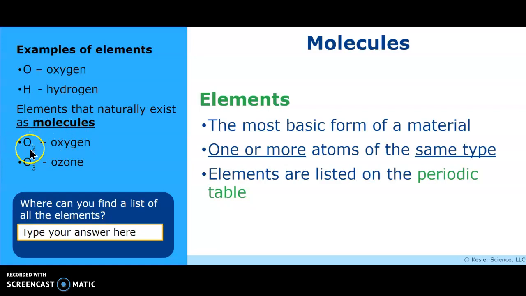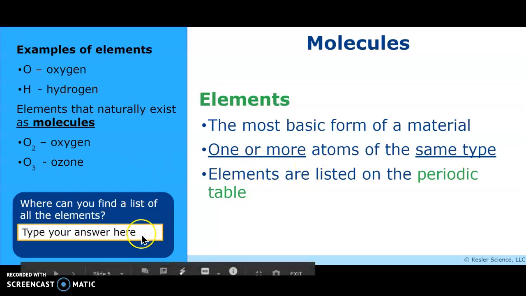O2, that's two oxygen atoms that are bound together, is oxygen. O3, that is three oxygen atoms that are bound together, is ozone. Please answer where we find a list of all the elements. You will find that answer on this slide.